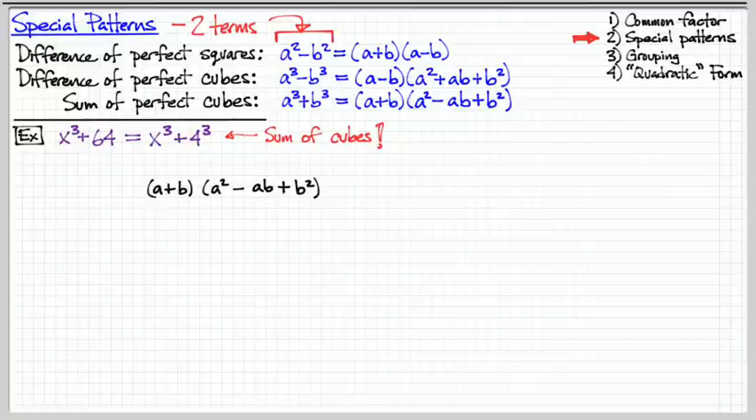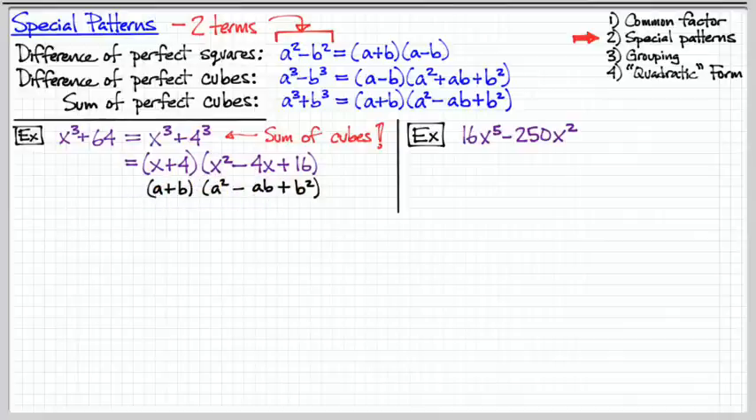So we're going to write this as a template down on the bottom, and we're going to think of our a as x, our b as 4, and we just plug in at this point. We substitute in all the different values, and we get our factored form here.